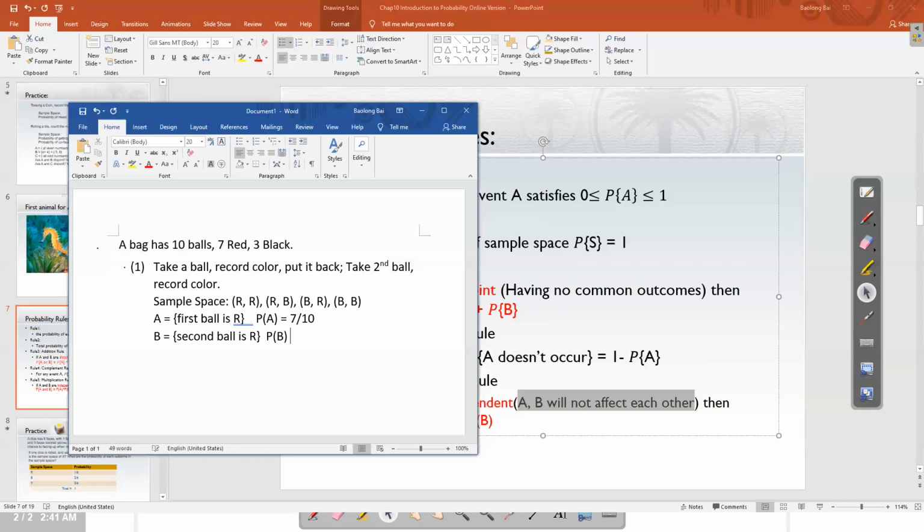What about probability of B equal to what? So when you take the second ball, how many balls are in the bag and how many balls are red? You can see it's still 7 out of 10, right? So whether A is true or false, is that going to affect B? Second ball is red. Doesn't matter if A is red or not, the probability of B will be 7 out of 10, right? So A doesn't affect B, right? So A and B are independent.